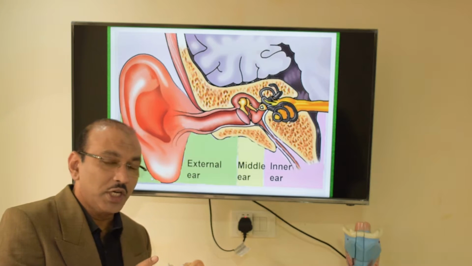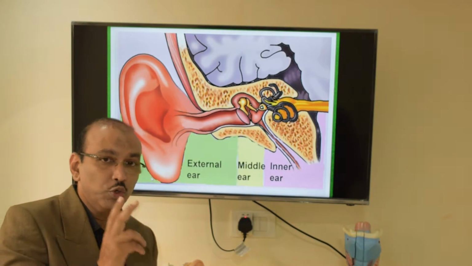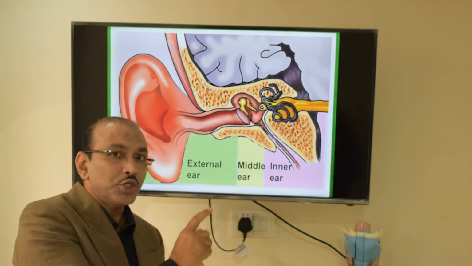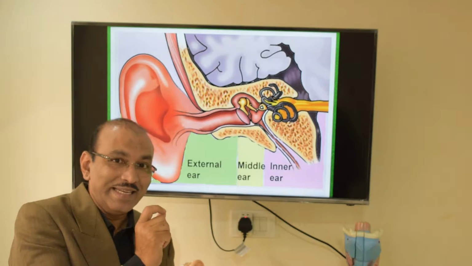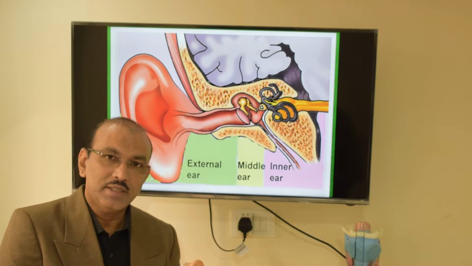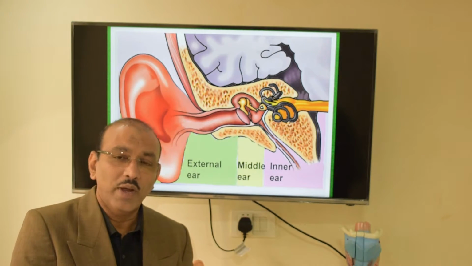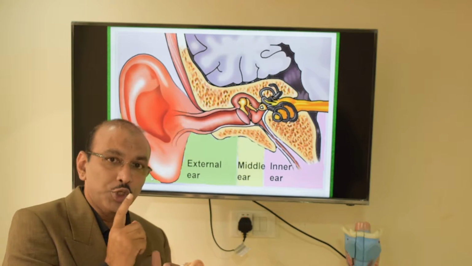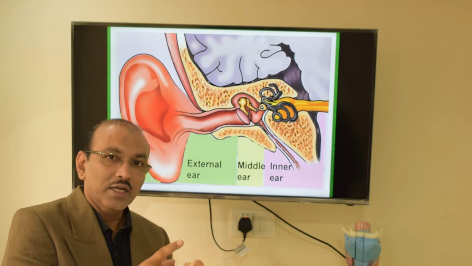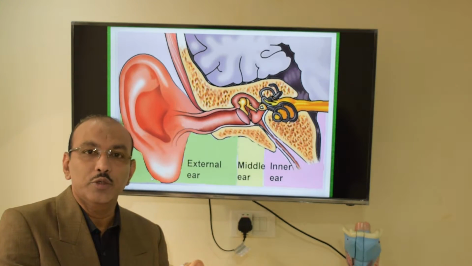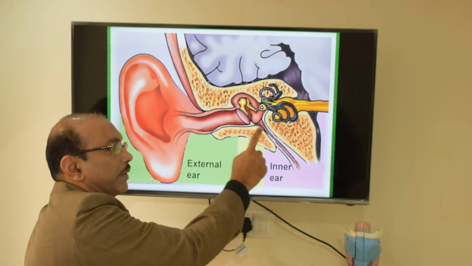For the normal functioning of the middle ear, we need two things. The first point is, the middle ear should have normal, intact, small tree bones. The second point is the presence of air. Where does the air come from? The air comes from the nose. There is a tube which connects from behind the nose to the middle ear. This is called the eustachian tube, as you see in this picture.